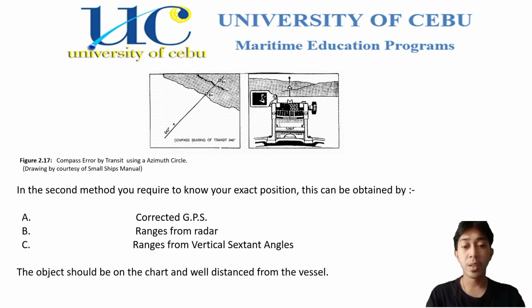So, in the second method, you're required to know your exact position. This can be obtained by corrected GPS, ranges from radar, or ranges from vertical sextant angles, and the object should be on the chart and well distanced from the vessel.